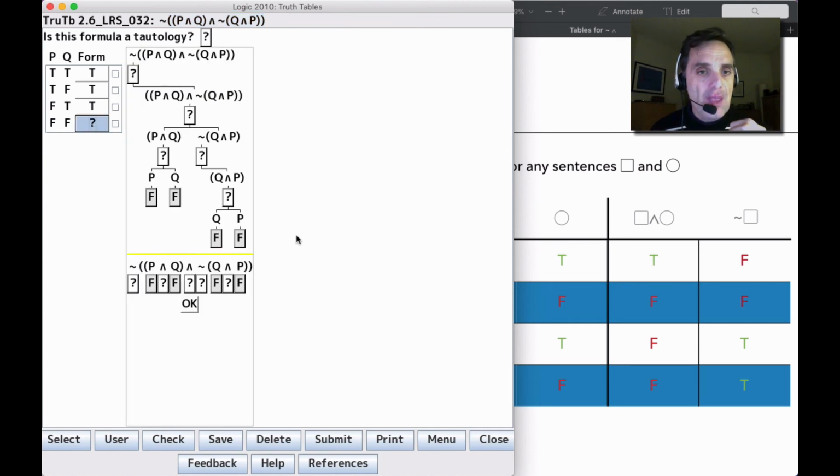So let's take a look. And let's just do the whole tree this time. Okay, so P and Q are false. Okay, then this is false. If Q and P are false, then this is false. This is the negation of Q and P. The negation of a false sentence is true. We're doing more than we need to. So again, we know that P and Q is false. So we have false, and the negation of Q and P is true. So we have false and true.